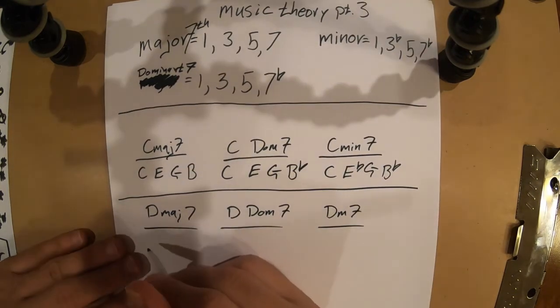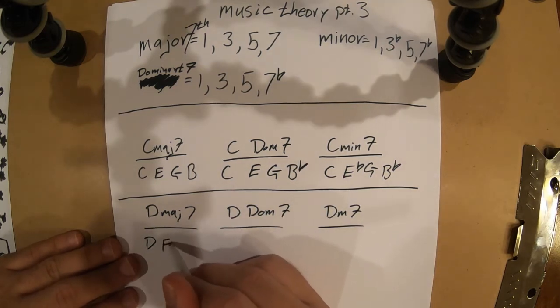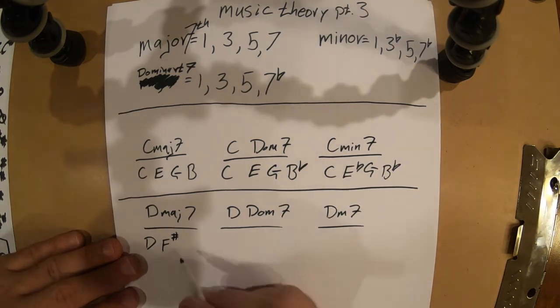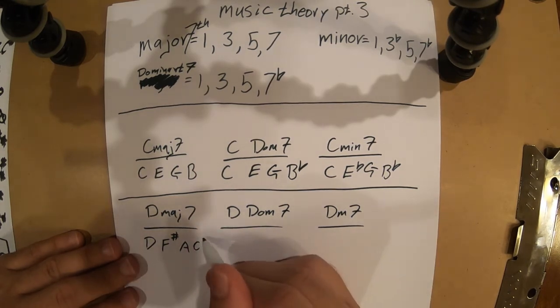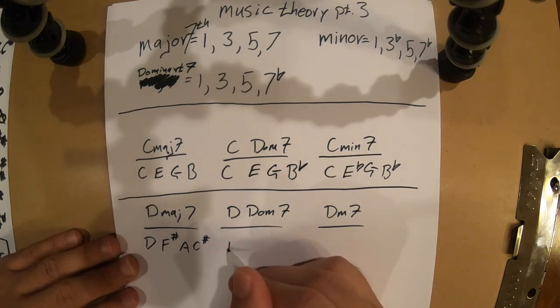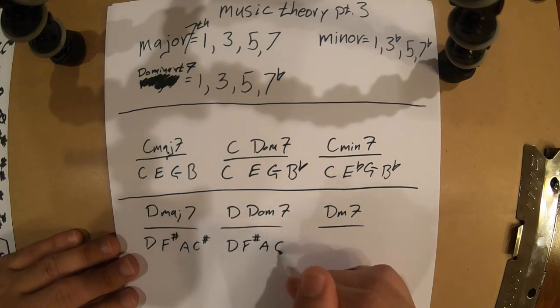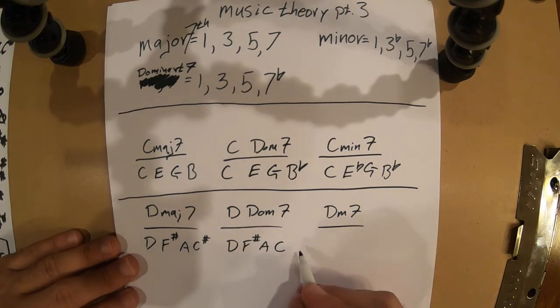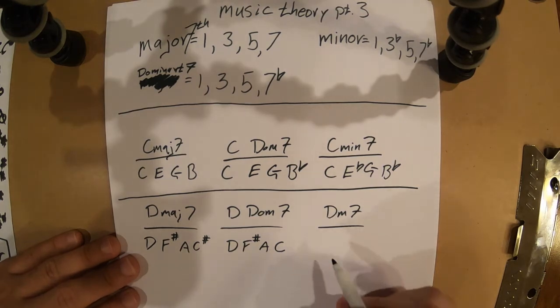All right, so D major 7, we have D. Third note of the D scale is F sharp. Fifth note of the D scale is A. And then the seventh note of the D scale is C sharp. D dominant 7 will be all the same, except that we flat the C. So we had a C sharp here. When you flat it once, it's just a regular C.